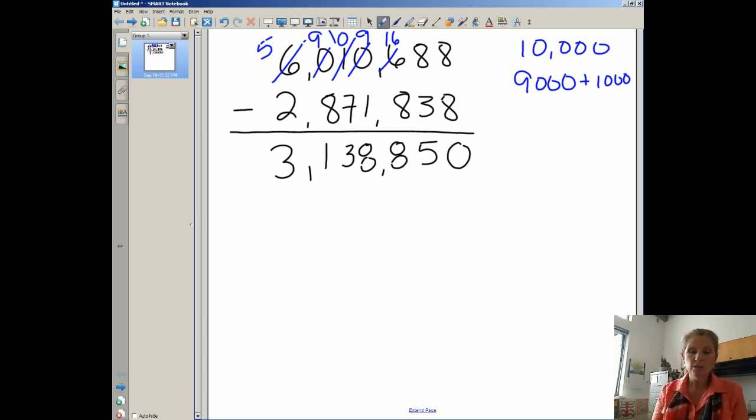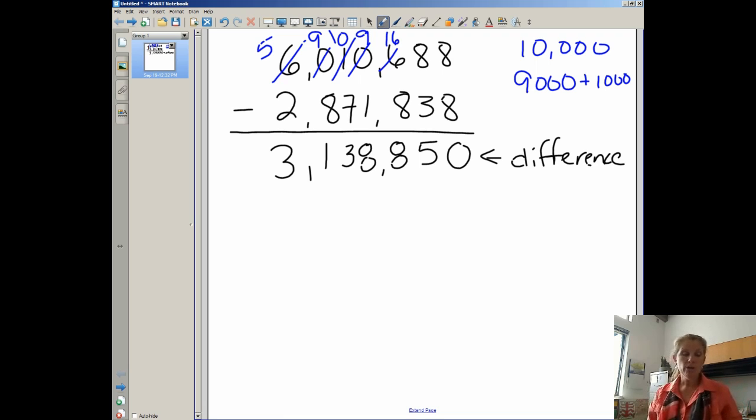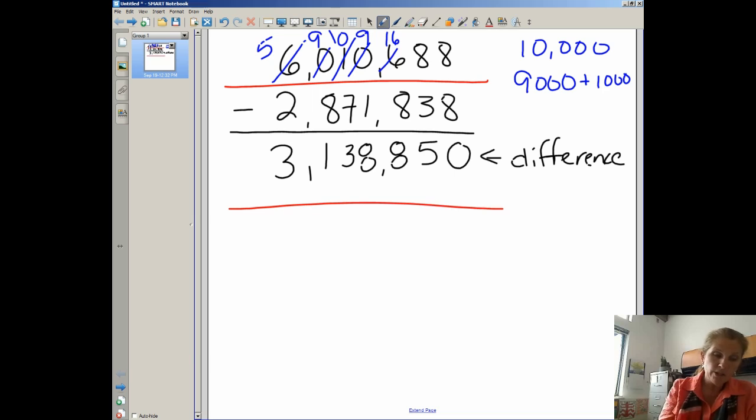So I think the difference in population between Kansas and Missouri is 3,138,850 people. Doesn't take very long, and I would like you to get in the habit of doing a quick check and seeing if it comes out right.